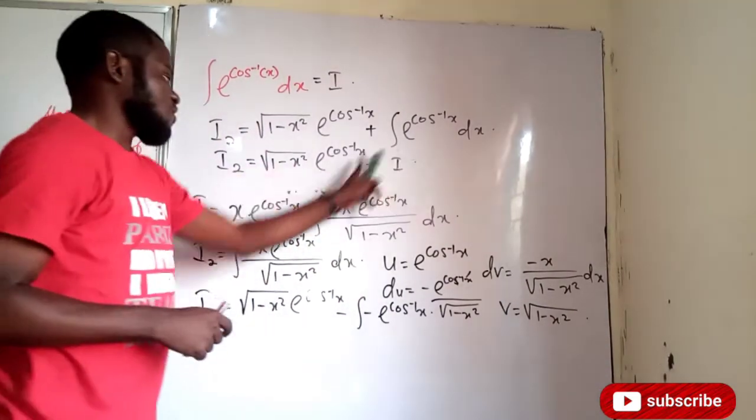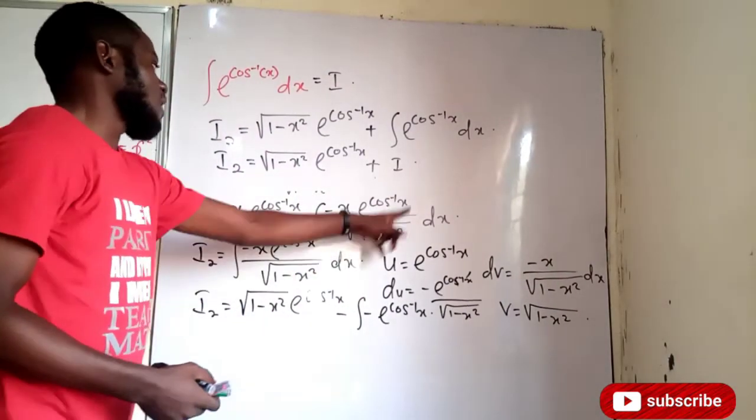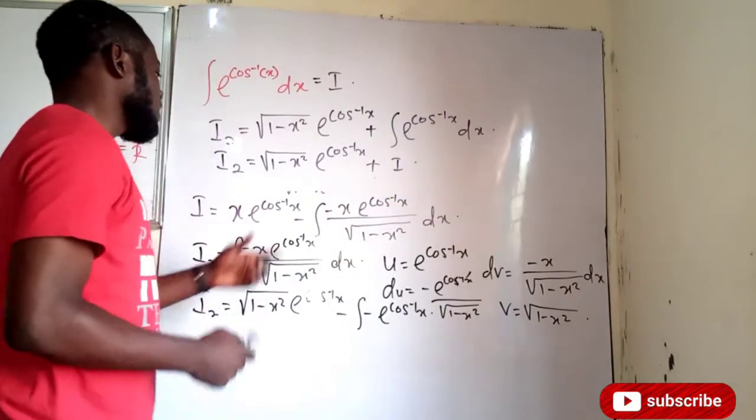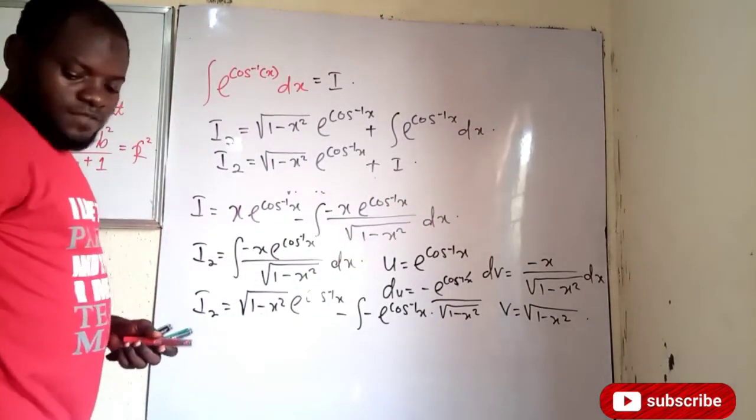So we are going to substitute this in place of I2 here now. So this result will be substituted in place of I2. So I will then have that.